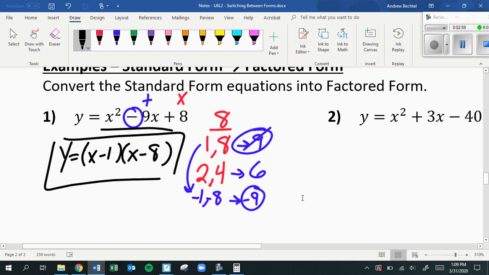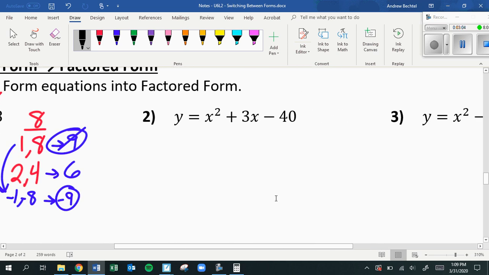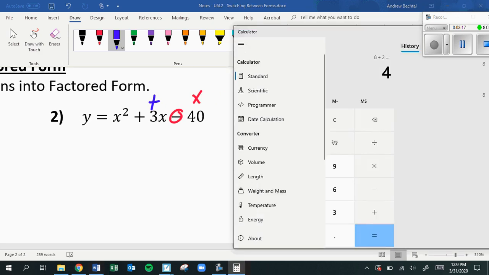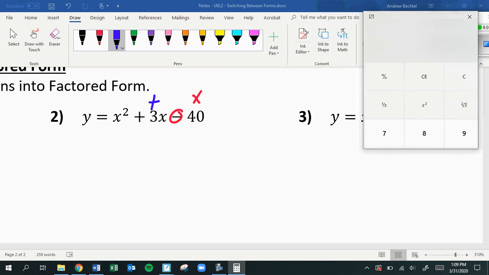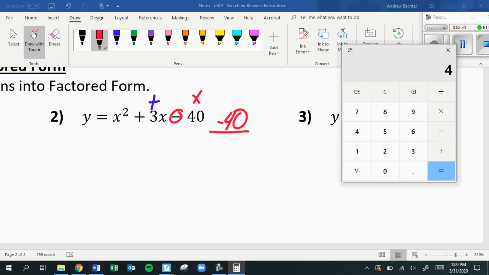Let's take a look at another example. Here we have y equals x squared plus 3x minus 40. We want to multiply to get a negative 40. We're going to add to get a positive 3. What numbers could we use to get a negative 40? Whenever we build a list with a negative product, we need to remember that there's two combinations.